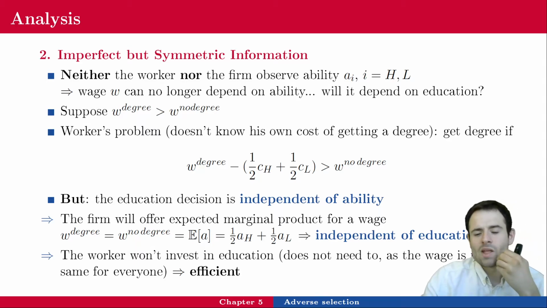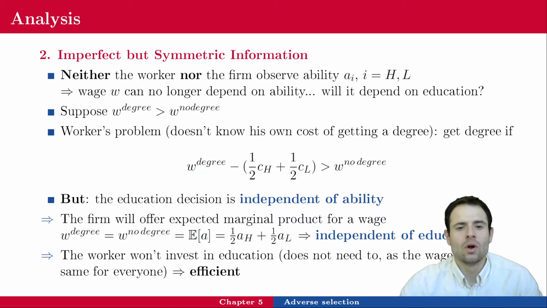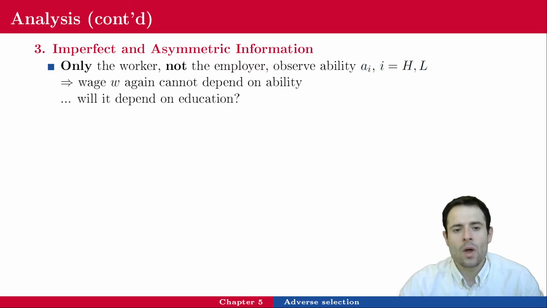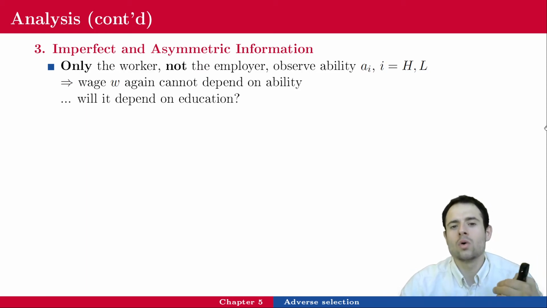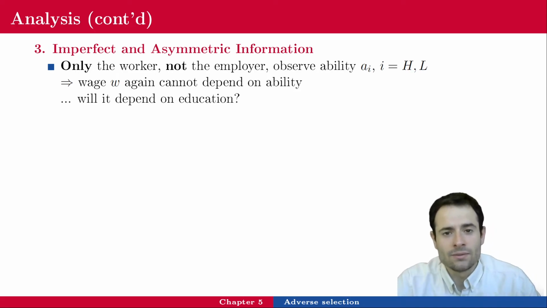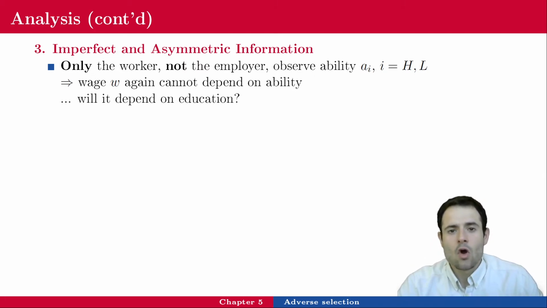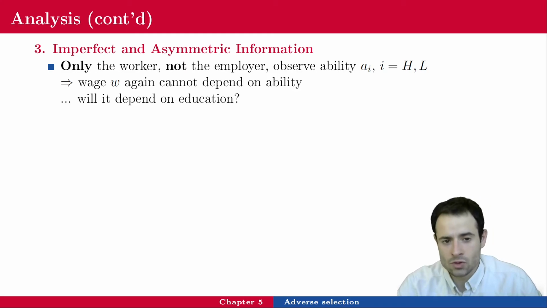Okay, now let's get into the third case, which is more realistic, the case where information is imperfect and asymmetric. So now the worker knows his own ability, but the employer doesn't. So again, the wage cannot depend on ability because the employer will never propose a wage based on ability as it doesn't observe ability.